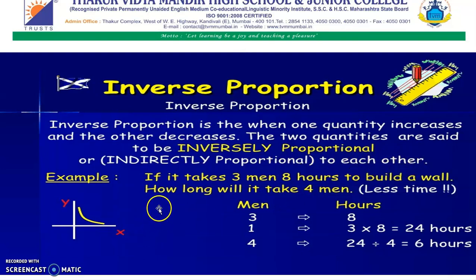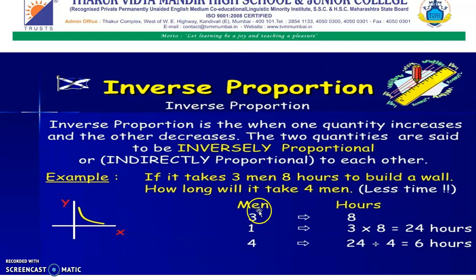For example, if it takes 3 men 8 hours to build a wall, how long will it take for 4 men? If you see the answer orally, you can understand that if 3 men are working, they take 8 hours. If the number of men is increased, definitely the time is going to be reduced. So you can understand from this example that if one thing is increasing, the other is decreasing. It is an inverse proportion.